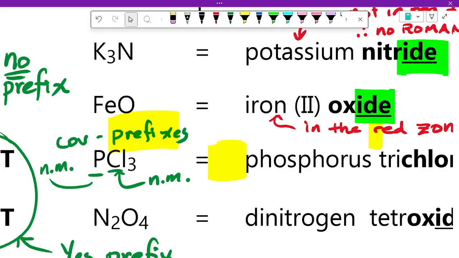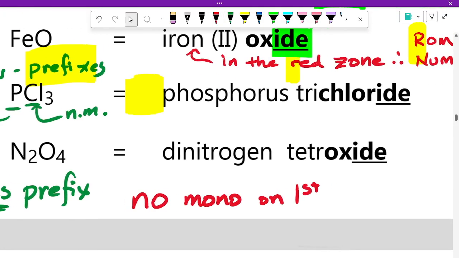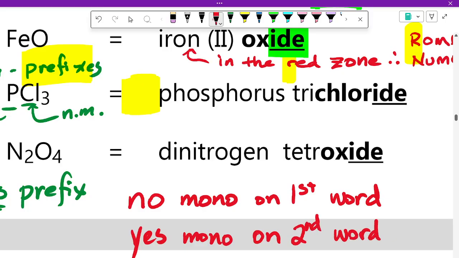So if you don't want to write this quiz till Friday, I will say it's okay, because it's complicated. No mono on the first word. Yes, mono on the second word. No mono first word, yes mono second word.